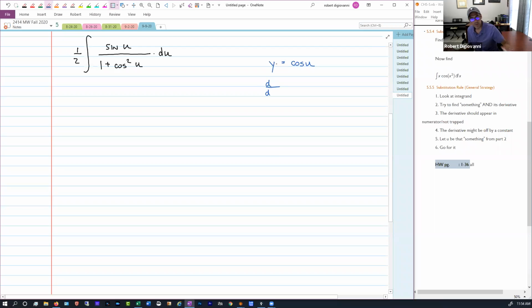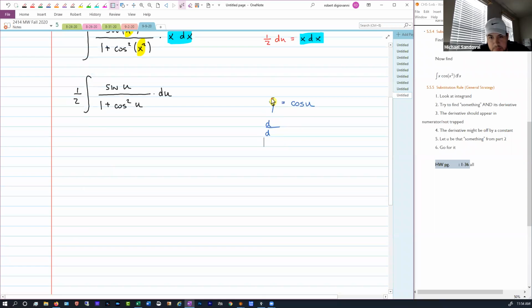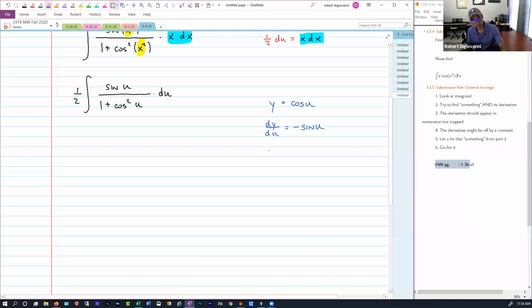Nope. Okay. Look at what we did up here. When we had u is x squared, we took the derivative of u with respect to x, right? So here we're going to be taking the derivative of y with respect to u. And that should be negative sine of u, right? Then we're going to multiply both sides by du.